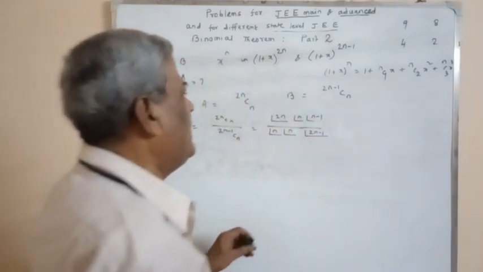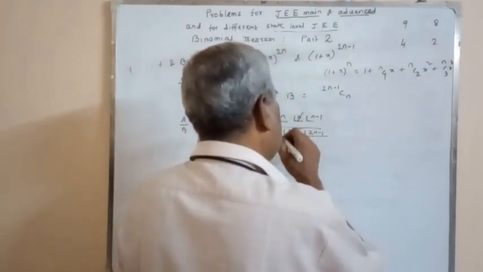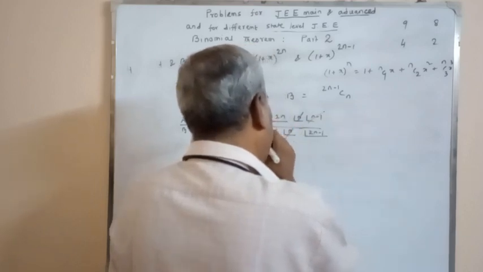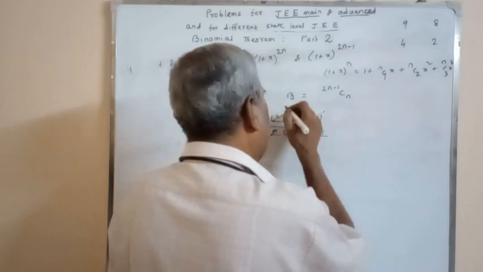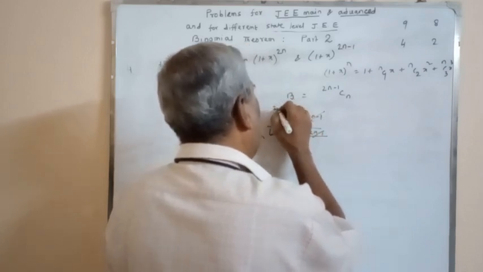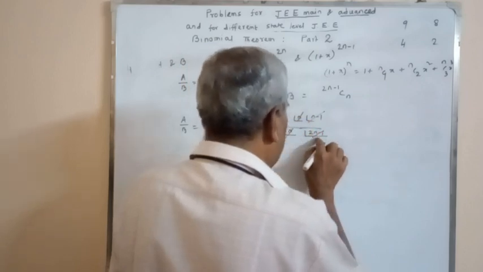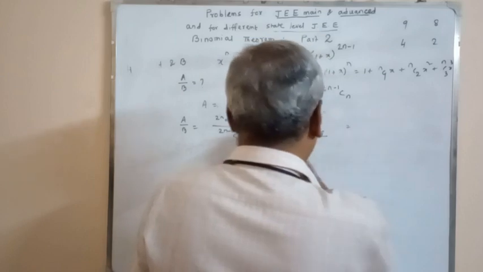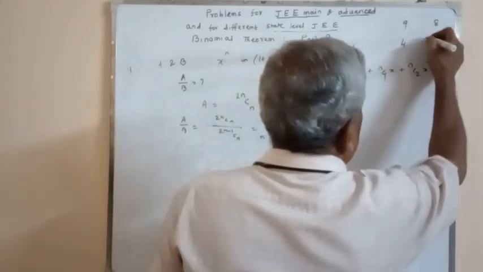Now things become extremely simple. This cancels with that, this cancels with that, leaving a factor n, this cancels with that, leaving a factor 2n there, because 2n into factorial 2n minus 1 is factorial 2n. So it is 2n by n, so the answer is 2. So option D is correct.